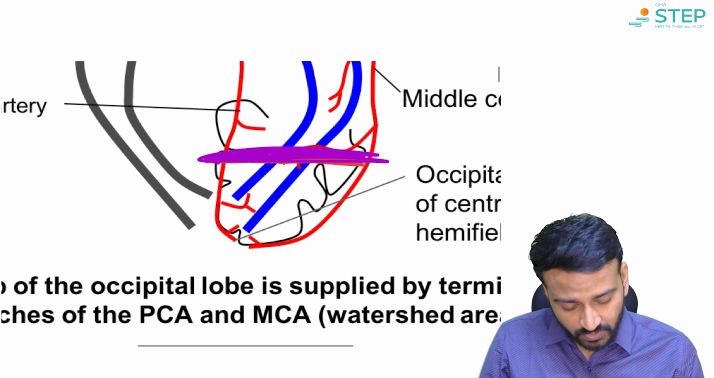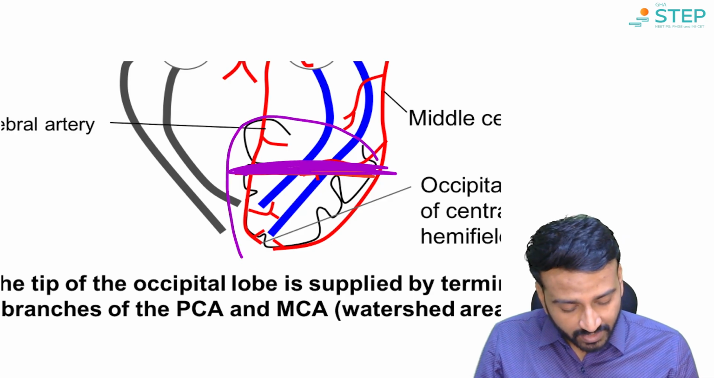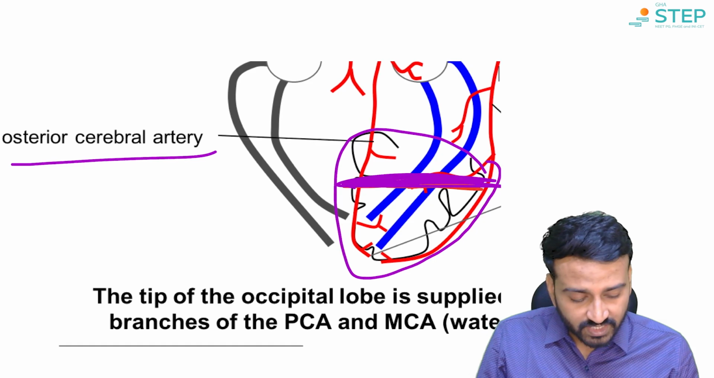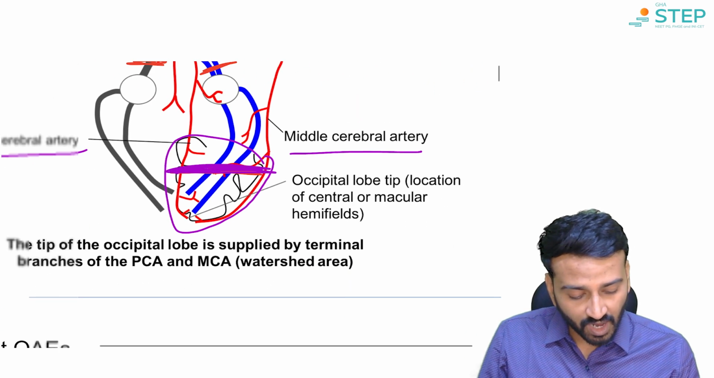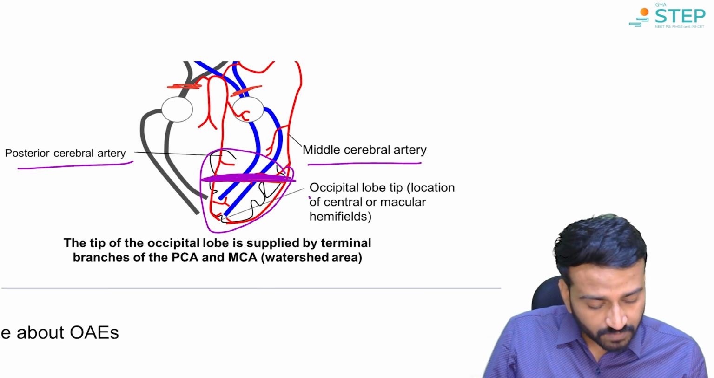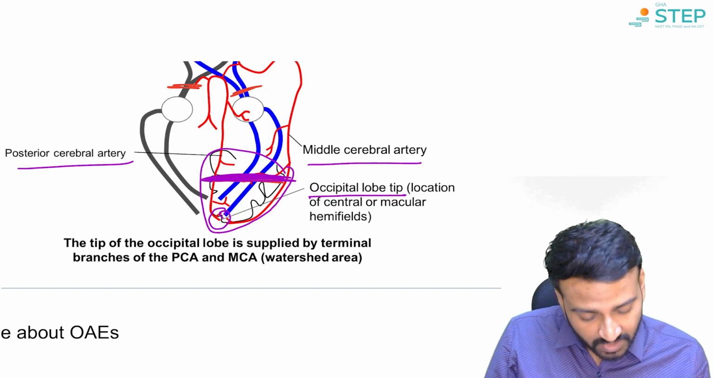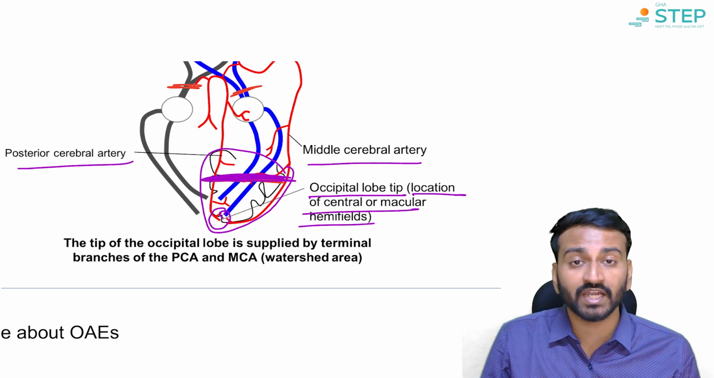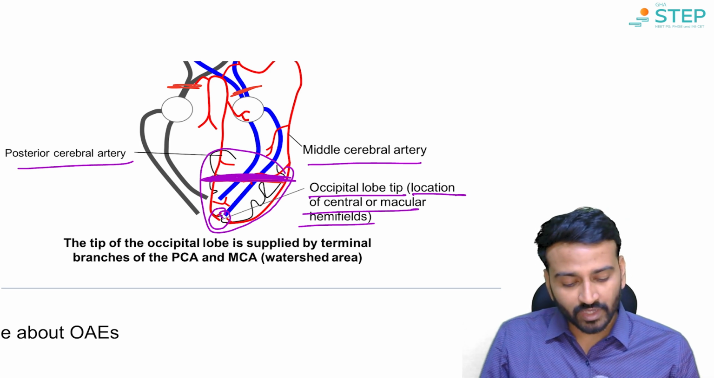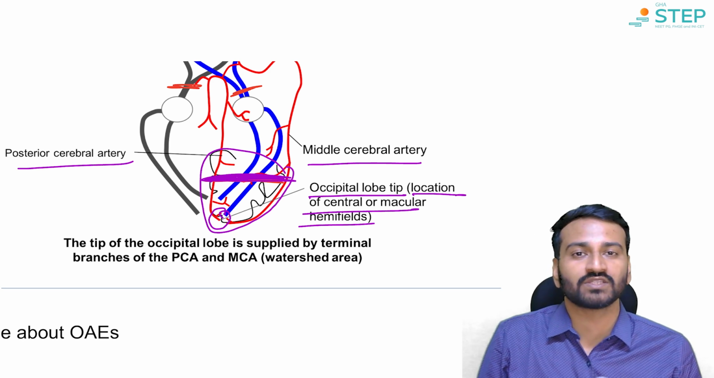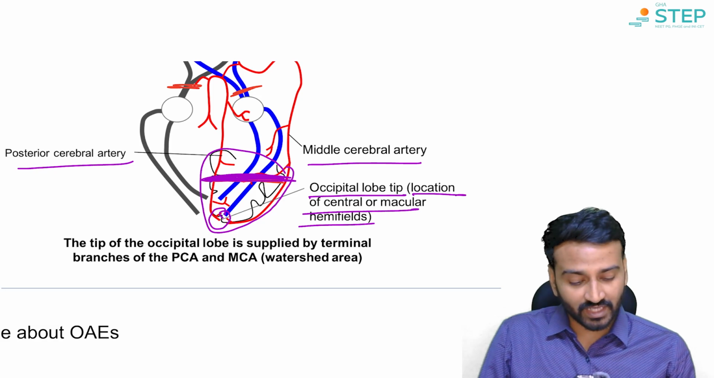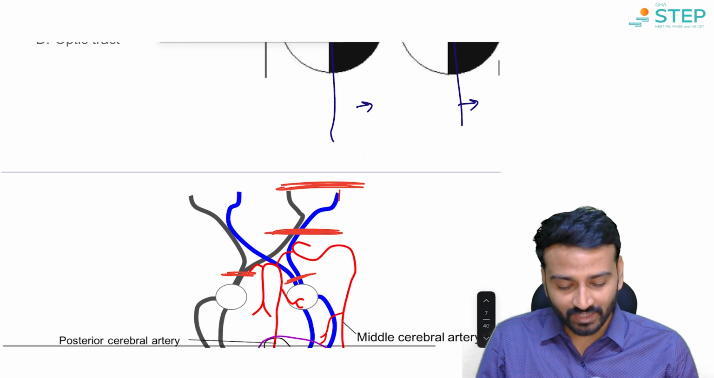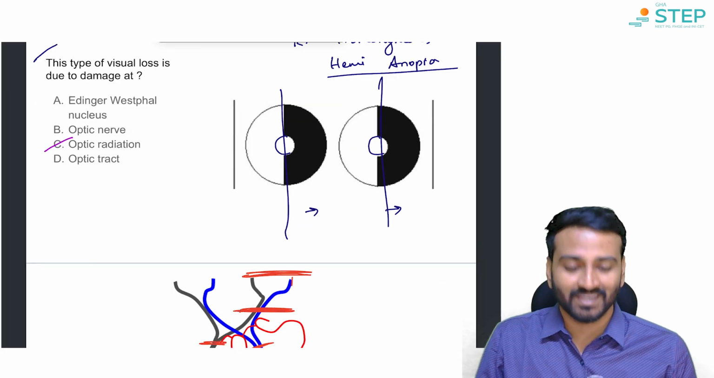Why is it? Because as you can see, this optic radiation here is being supplied by both the posterior cerebral artery and the middle cerebral artery. Okay. This occipital lobe tip, this one here, is the location of central or macular hemifields. Okay, it's a watershed area. So compromising both the arteries at once is a very rare condition. So if there is any lesion at the optic radiation, it will lead to macular sparing, making it the answer C.